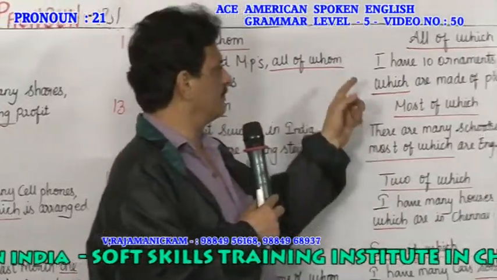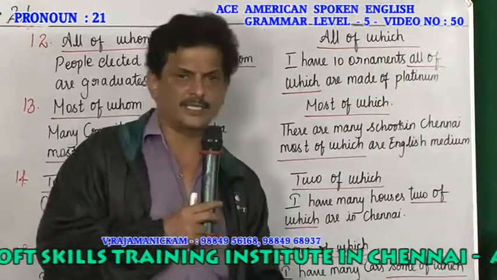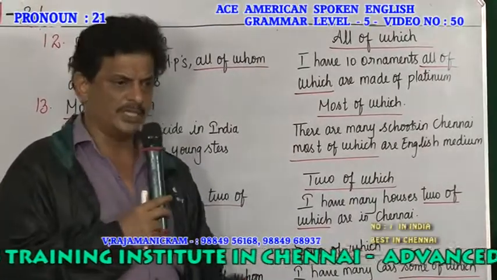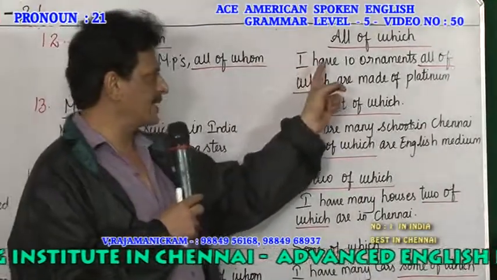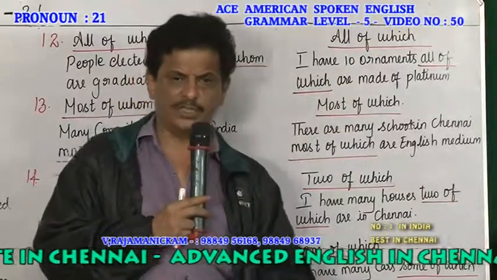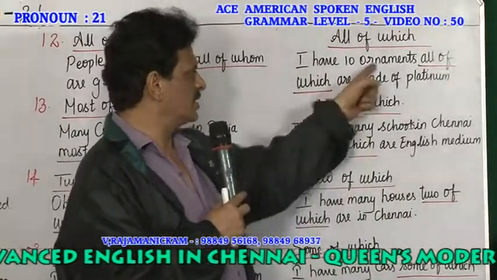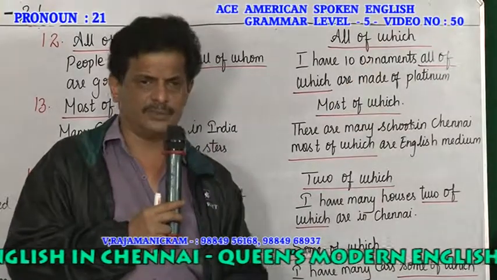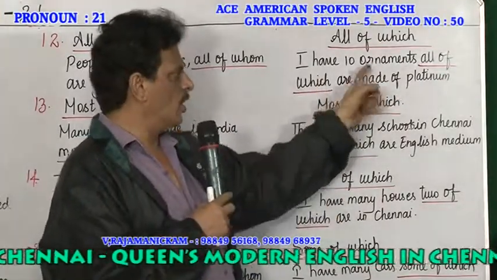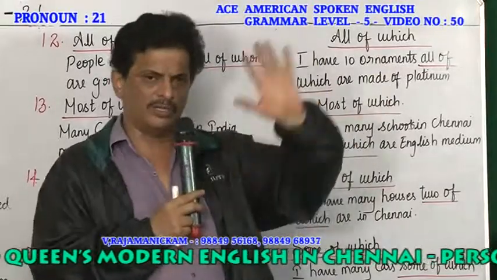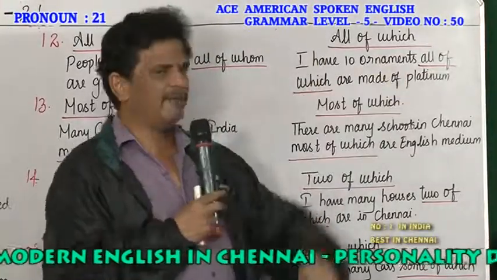MPs is an object. I have 10 ornaments. Okay, jewelries, 10 jewelries. So I is the subject, have is the verb. What is the object? 10 ornaments. You want to mention the ornaments, the object. Since ornaments are not humans, you use which. All of which, you are telling about all the ornaments, all of which are made of platinum.